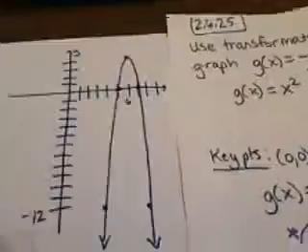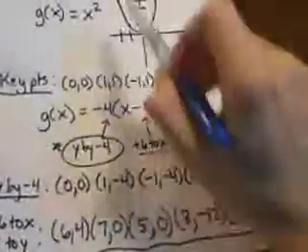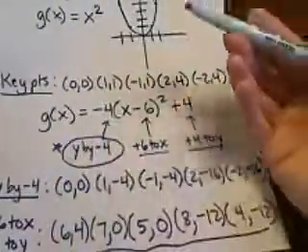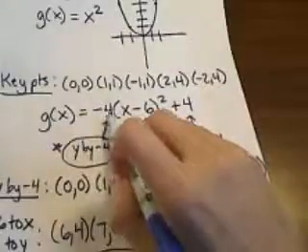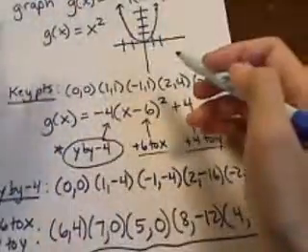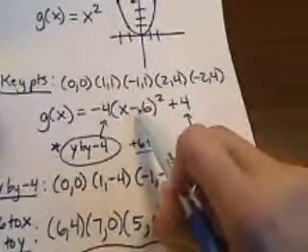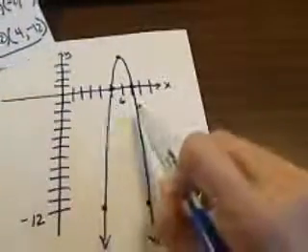So effectively what's happened here is the negative is what's caused it to flip down. Multiplying by the 4 has caused it to be scrunched, to make it skinnier. And then the minus 6 is moving it over 6, and the plus 4 is moving it up 4.